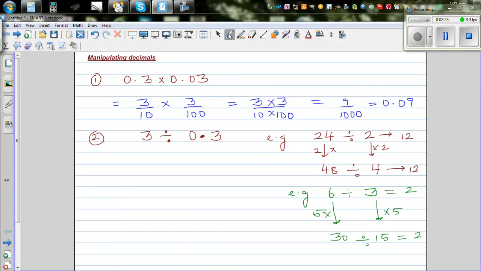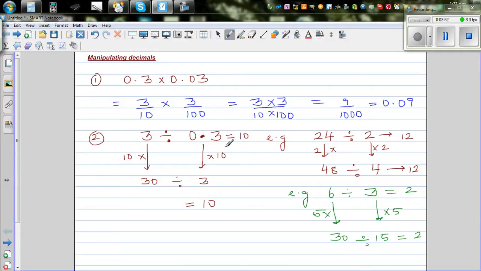So now I want to change this into 3. So what should I multiply this by? Well, 0.3 times 10, 10 times bigger. If I want to make this 10 times bigger, I have to make this also 10 times bigger. So this is the same as 30 divided by 3. And 30 divided by 3, you know the answer is 10. So here you can write the answer is 10.